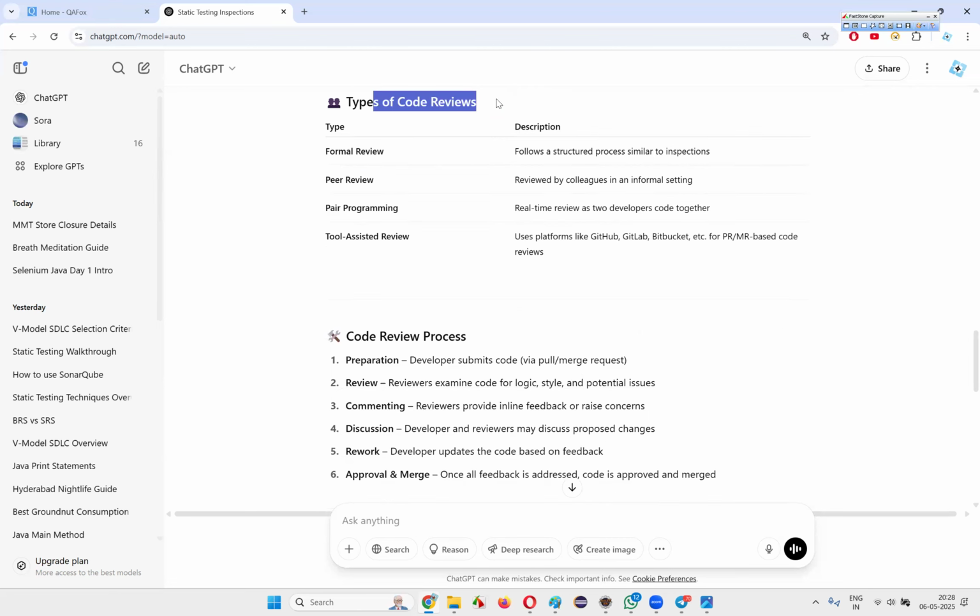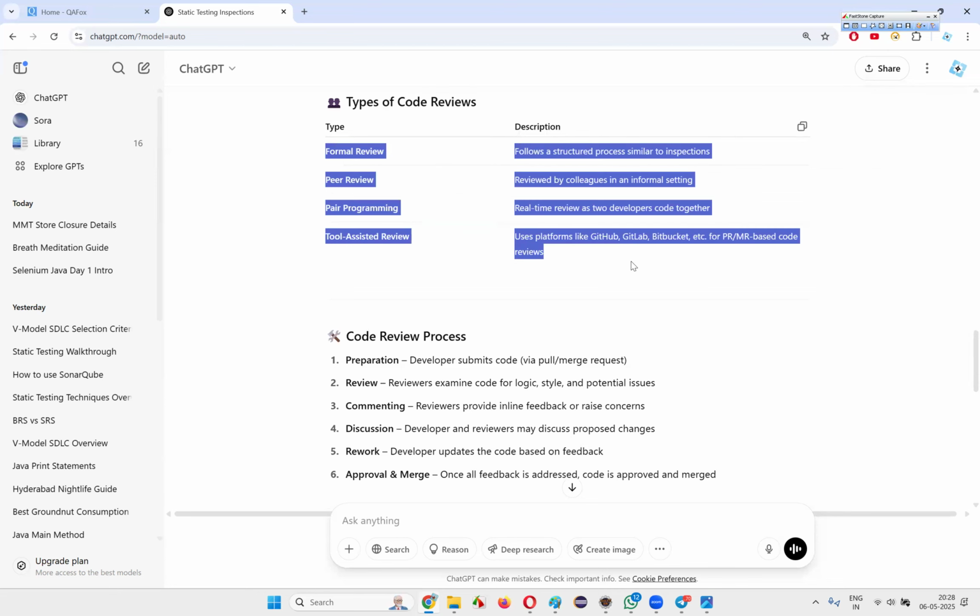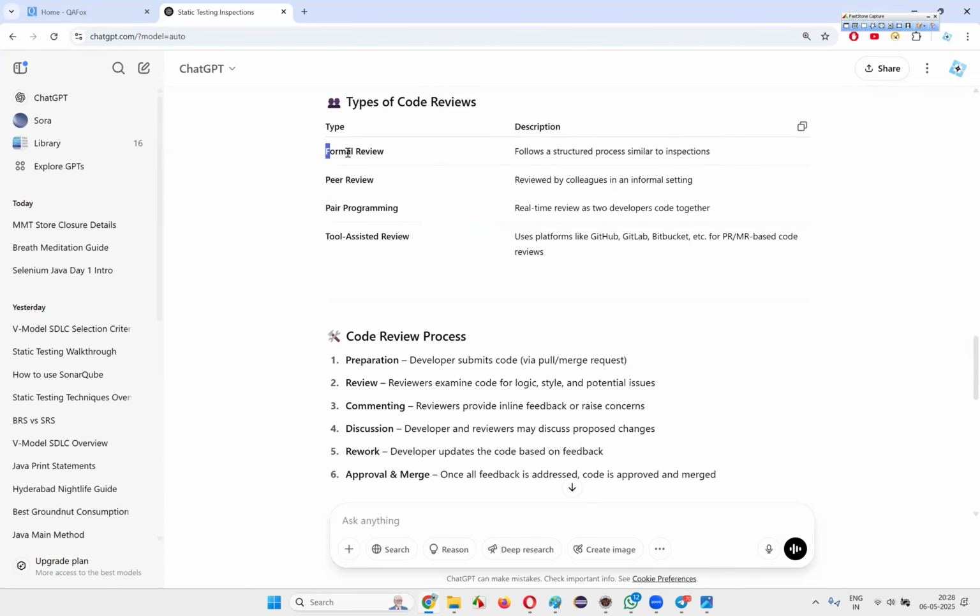You see, different types of code reviews are there. What are the different types of code reviews we have? Formal review. A formal review is a structured process similar to inspection. Then we have peer review, reviewed by colleagues. If you are getting your code reviewed in an informal way by your colleague or your friend at office, that is peer review. Peer review means a colleague of yours is reviewing your code just to help you in writing the code better.